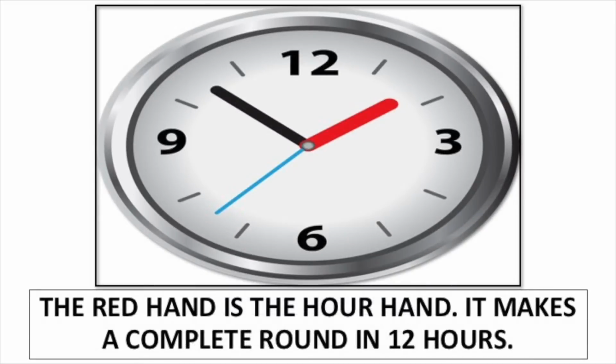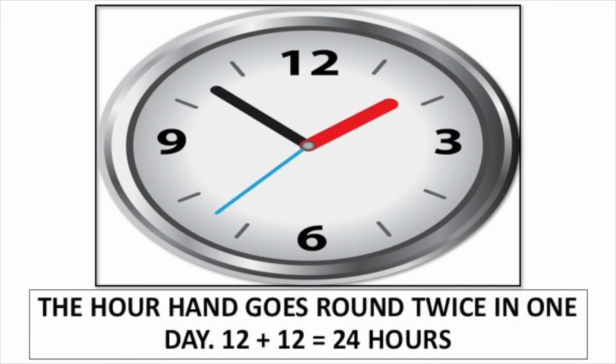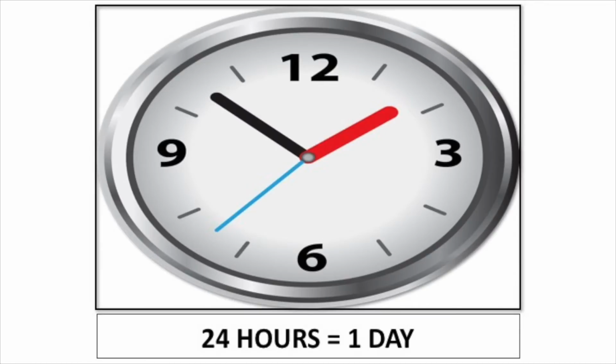The red hand is the hour hand. It makes a complete round in 12 hours. Okay, so the slowest hand takes the longest to go round. It takes 12 hours to make 1 round. The hour hand goes round twice in 1 day. 12 plus 12 equals 24 hours. And what does 24 hours make? 1 day. 24 hours equals 1 day. That's why it has to go round twice, because 12 isn't enough. 12 hours is half a day, but 24 hours is 1 day.